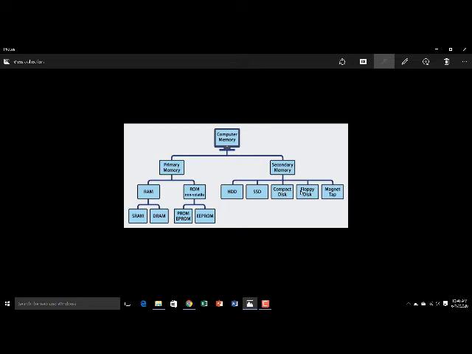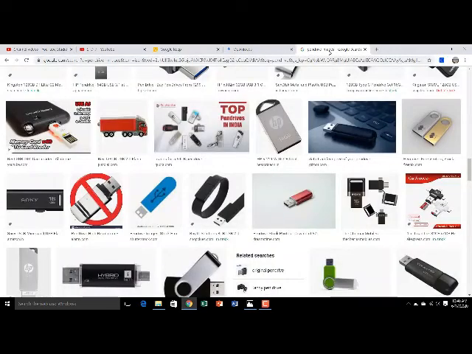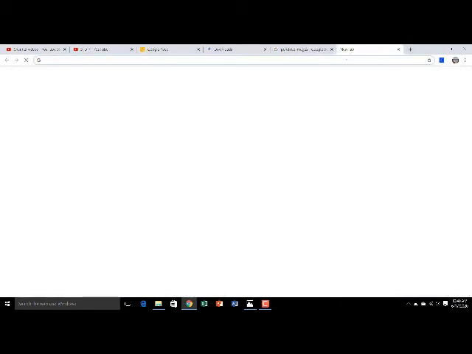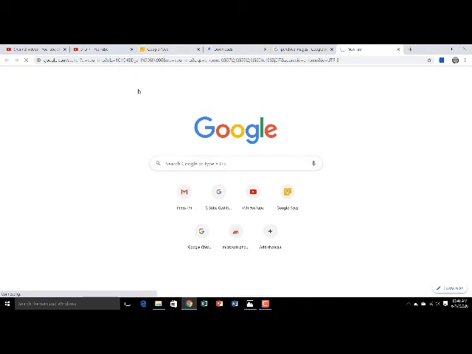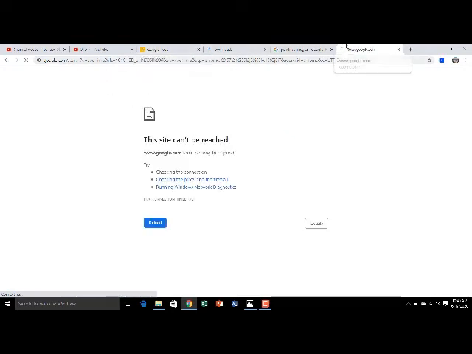ROM is a non-volatile memory, which means you can store data and instructions permanently. ROM can only be read by the CPU. I will show you the CPU. What actually is the CPU? CPU is a processor, which we are learning about. That is called your CPU.